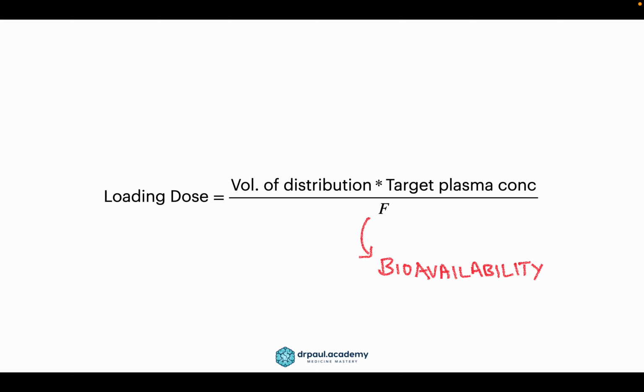Now, generally the loading dose is intravenous. So F will be 1. You don't have to be bothered about F, but it's not necessary that you load intravenously. You can also do an oral loading where the bioavailability might not necessarily be 1. It could be 0.8 or 0.9 depending on the drug. So you can use that to calculate whichever loading dose route you want to.